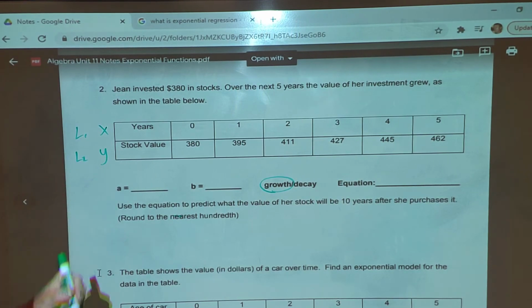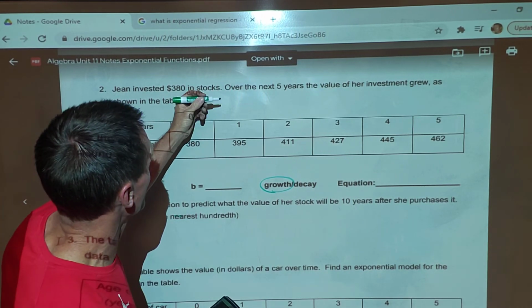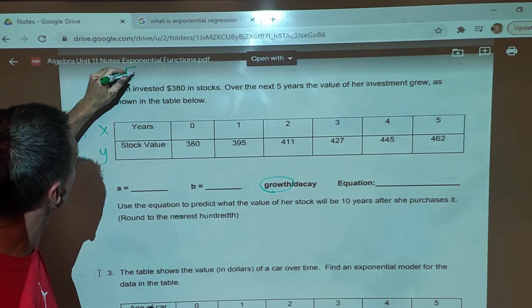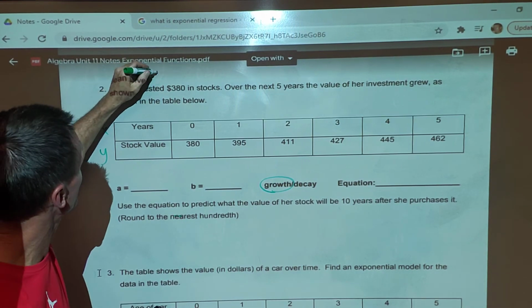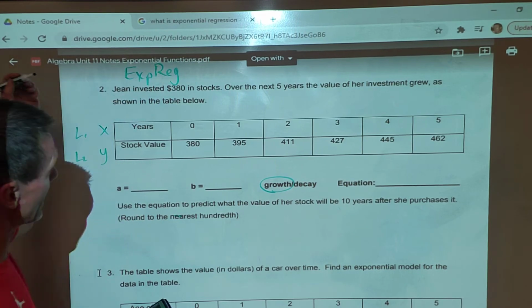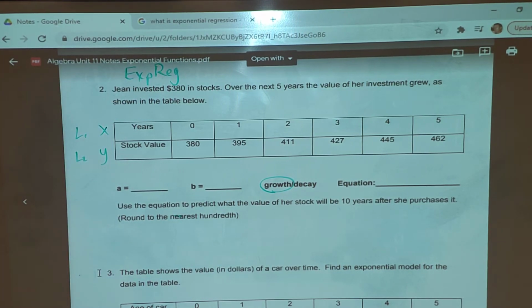L2 will be the stock value. Okay, so I've got that entered. If you need to pause right now, you may do that. All right, once I've entered my points, then again, stat, arrow to the right one time to calculate, and press 0, or on your calculator, whatever that would be, to get the exponential regression, which again should look like this on most calculators, abbreviated.